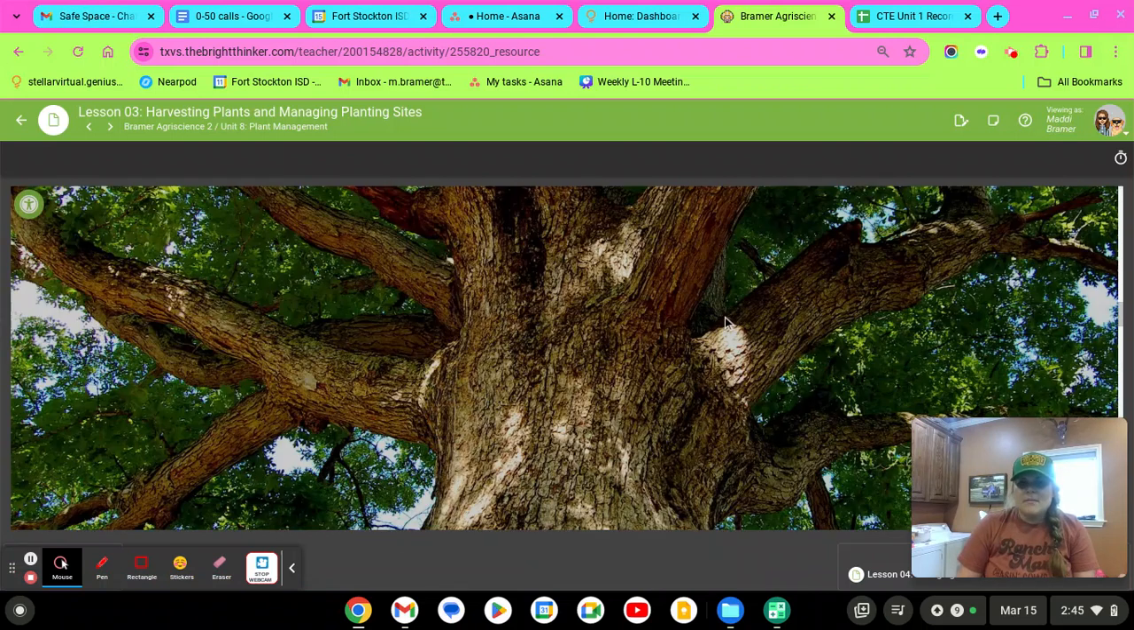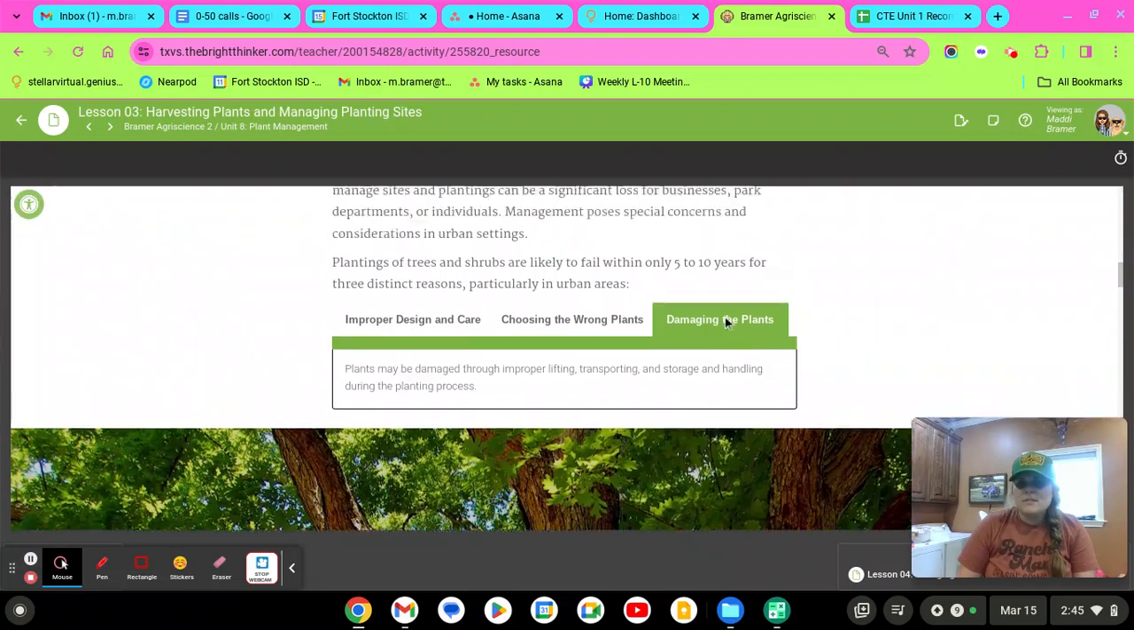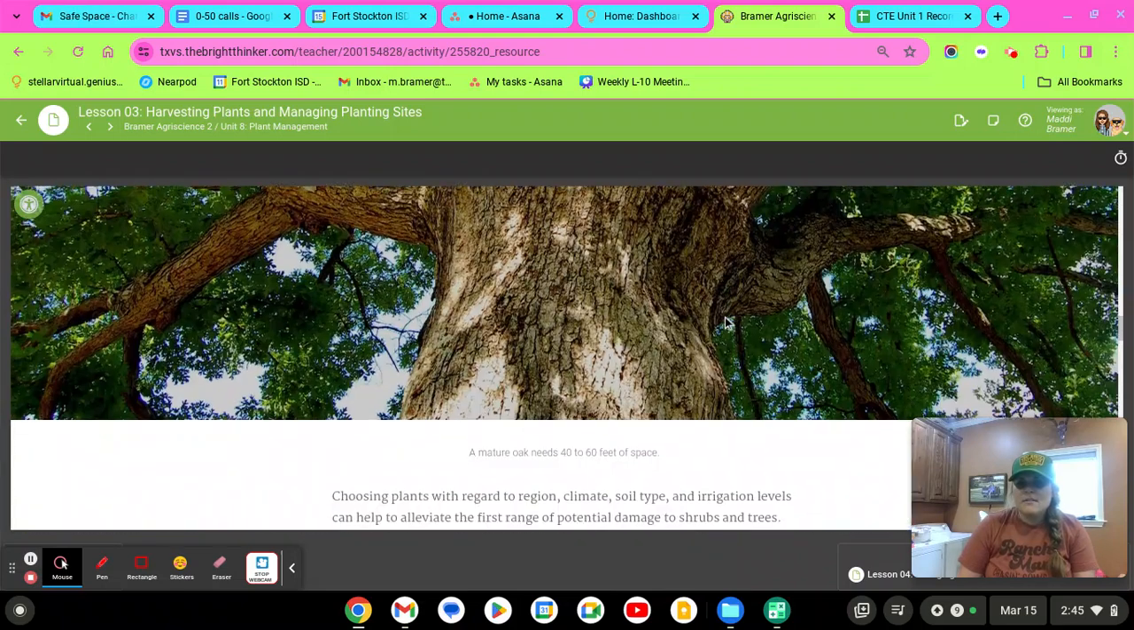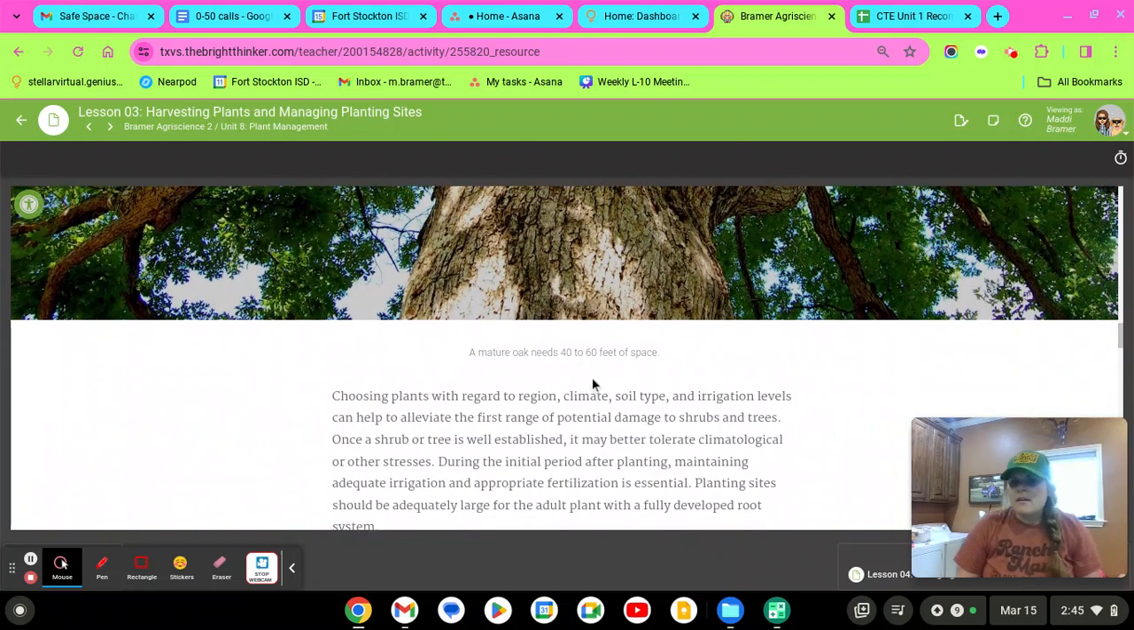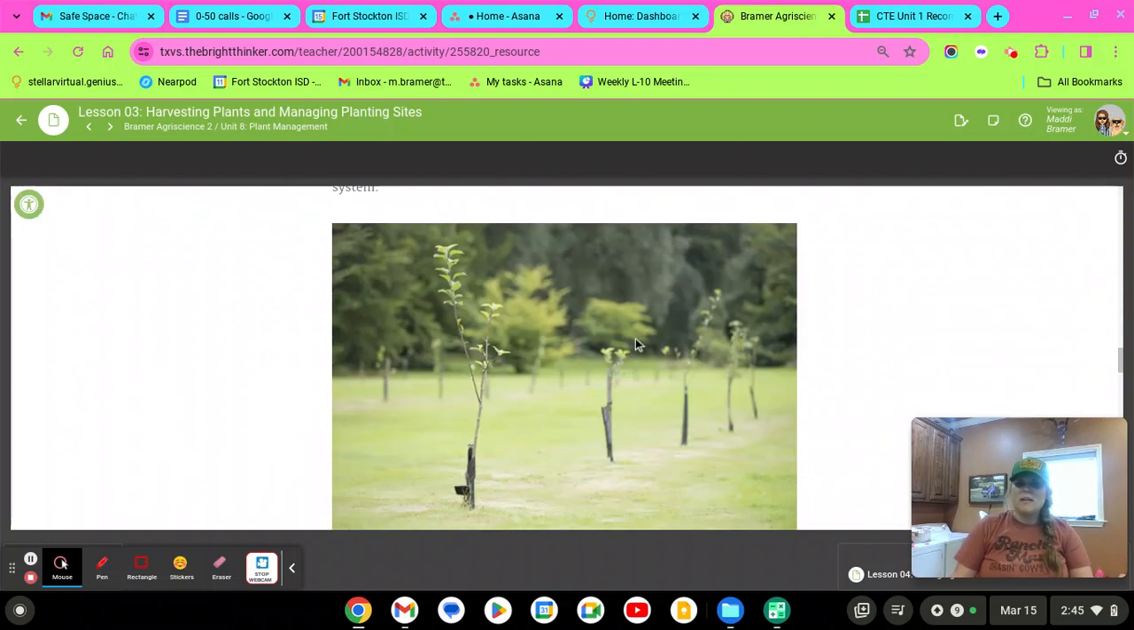So this says like a mature oak, which is the state tree, live oak. Or no, the state tree is the pecan, maybe. Either way, mature oak needs 40 to 60 feet of space. So if they don't plan that, and then you have problems, those roots are going to grow out, and they may start to break foundations or cause cracks in concrete, right? And then a lot of people will take them down. So you need to plan these things when you're planting.